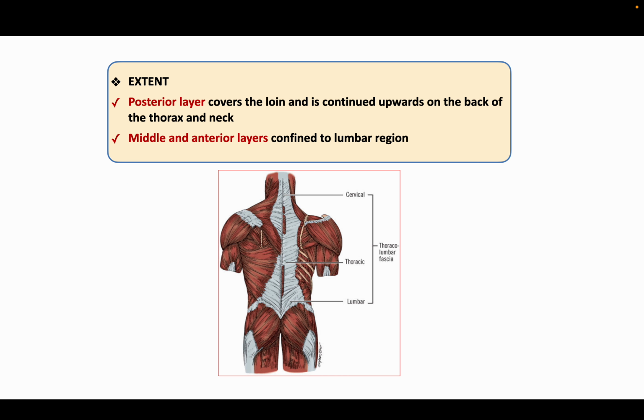Now, as for the extent, the posterior layer covers the loin and is continued upward on the back of the thorax and the back. And the middle and anterior layers are confined to the lumbar region only.